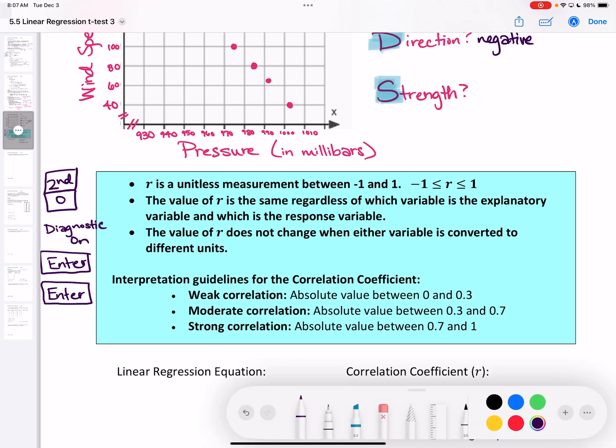I don't know why it's not just automatically on. I'm not sure. I will tell you, when you clear your calculator, this goes away. So you have to go back in and turn it back on, okay? That's why I'm writing it down and telling you how to do it, because when you clear your calculator before a quiz or a test, it resets it, okay? If you haven't turned it on, you won't be able to see R. So you'll be able to see the equation, the line, but you won't have R, which I hope will make you go, oh yeah, I have to turn it on. So second 0, arrow down to diagnostic on, enter, okay?